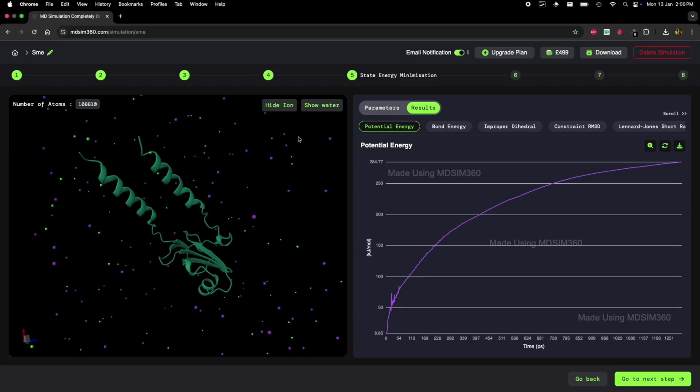For clarity, you can rename it, for example, from Cosmic Fleming to State Energy Minimization. Once you click Rename, the job title will automatically update.